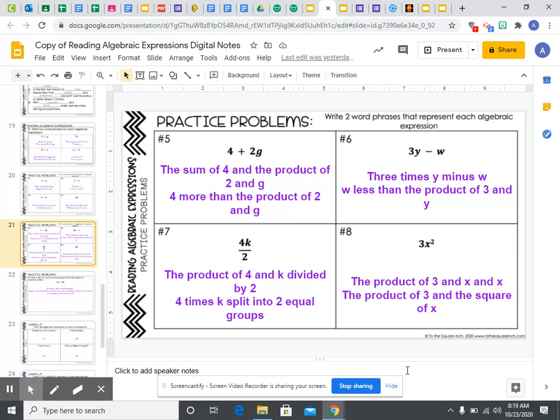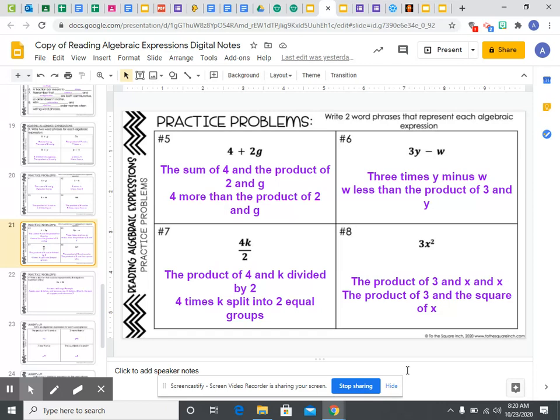You can also have the product of 4 and k split into 2 equal groups. You can kind of combine the top and bottom. Or you can have, I'm trying to think, or taking the quotient of 4 times k and 2. That's kind of a different one we could do.